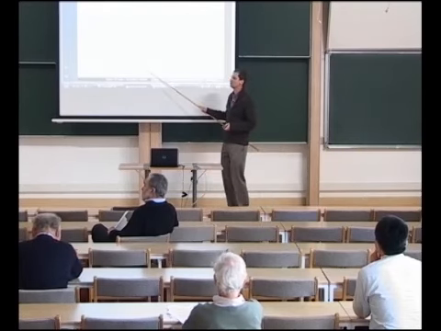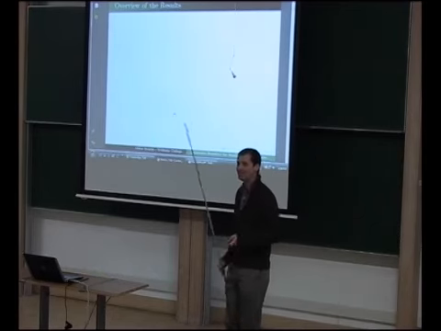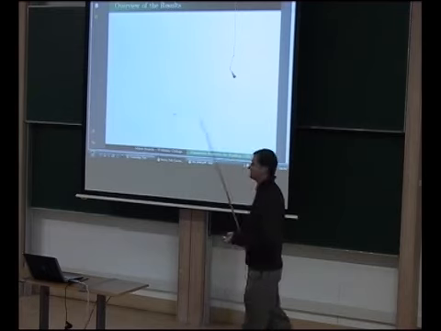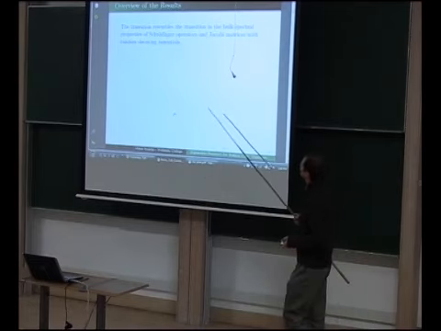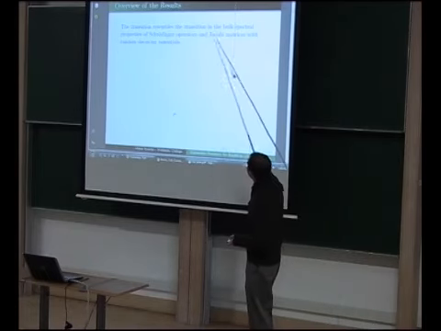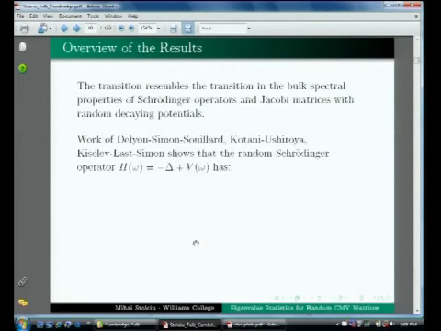I will explain what this transition is. We have this circular beta ensemble, where beta is any real number between 0 and infinity. As we approach 0, we have the Poisson statistics. As we approach infinity, we have clock statistics. I hope I convinced you that these CMV matrices are interesting. Let me just say that this transition resembles the transition in the bulk spectral properties of random Schrodinger operators.